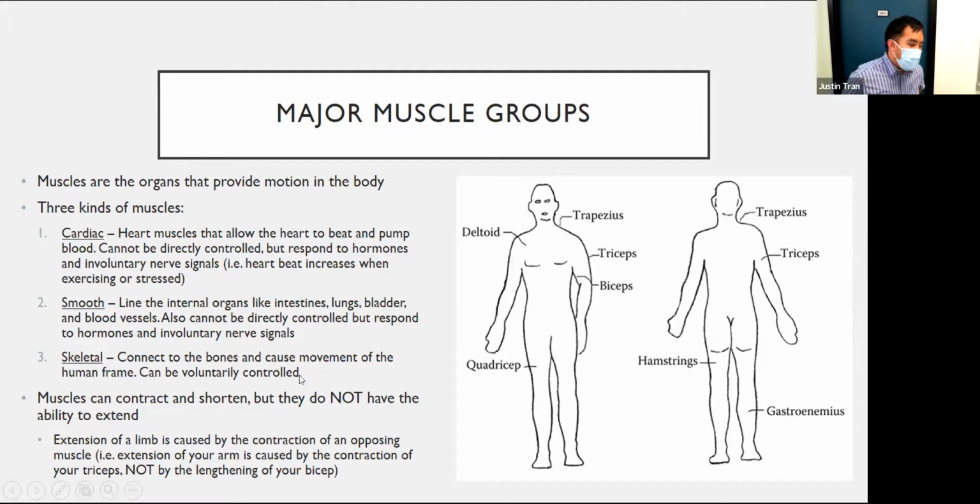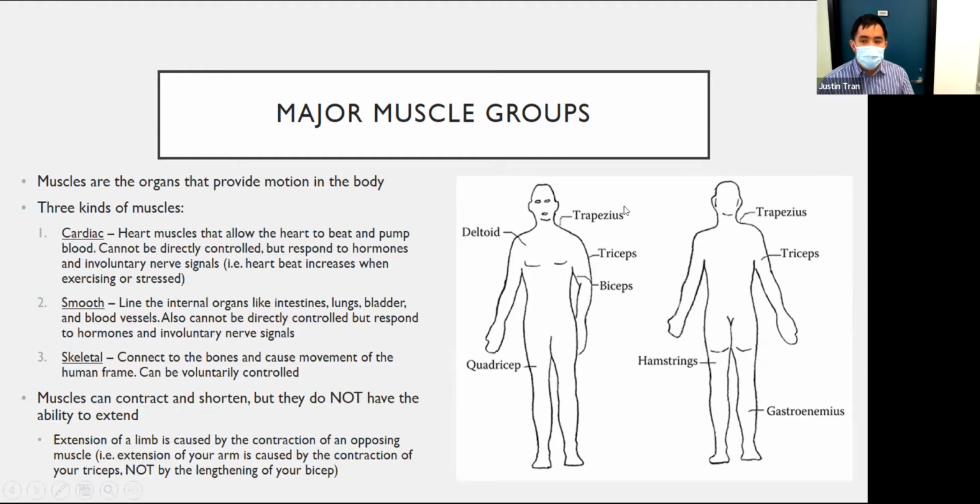Okay, and so most of the muscles that we think about in our body belong to a group called skeletal muscles, and these are muscles that are responsible for connecting to your bones. So that's why they're called skeletal muscles. And your skeletal muscles are the ones responsible for large body movement. And so, all the muscles here are skeletal muscles.